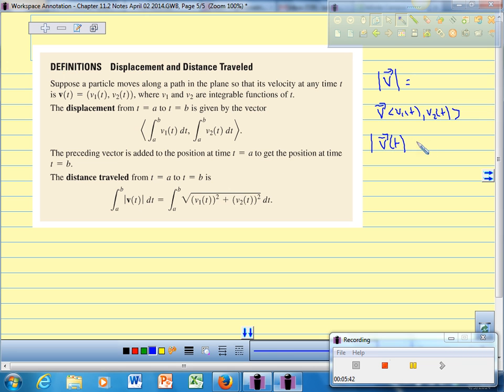Yeah. All right, so if I want the magnitude of that vector at time t, then it is simply the square root of v1 of t squared plus v2 of t squared. Anytime that we want to find the magnitude of any vector, its length. The magnitude is just the length of the vector. Think about the hypotenuse or the distance formula that we use to get the length. That's all we're doing here. Okay?